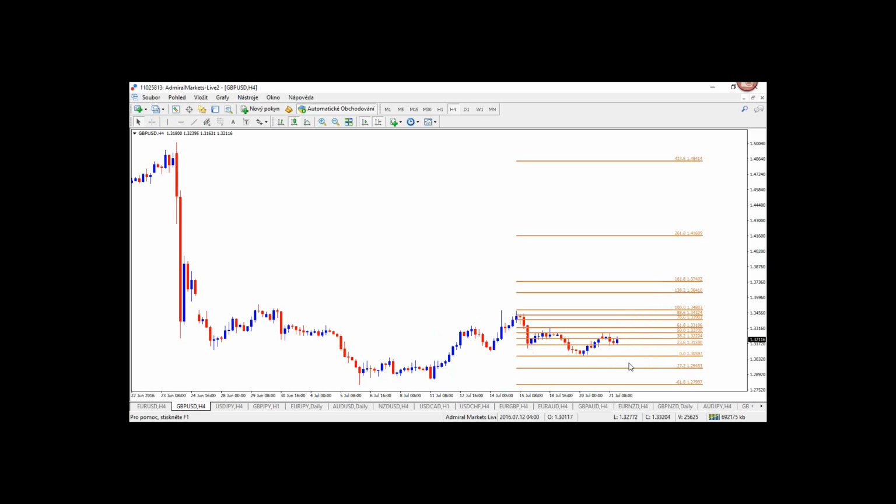Is it going to fall a lot and break this support level? Well, then we're in a downtrend. If it turns around at the 78.6 fib and starts to climb again, we're in a bigger upside zigzag.